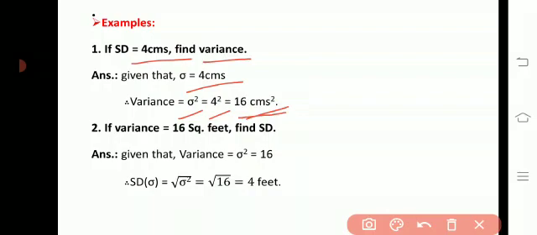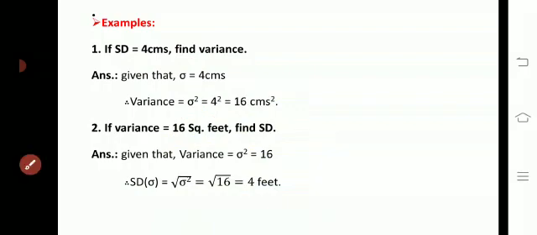Then one more question is, if variance is equal to 16 square feet, find standard deviation. Here given that variance is equal to sigma square, which is equal to 16. Therefore standard deviation is sigma, which is nothing but square root of sigma square, which is equal to square root of 16, and square root of 16 is nothing but 4, and the unit is feet. So standard deviation for the given data is 4 feet. So these examples you can expect in the exam for 1 mark.